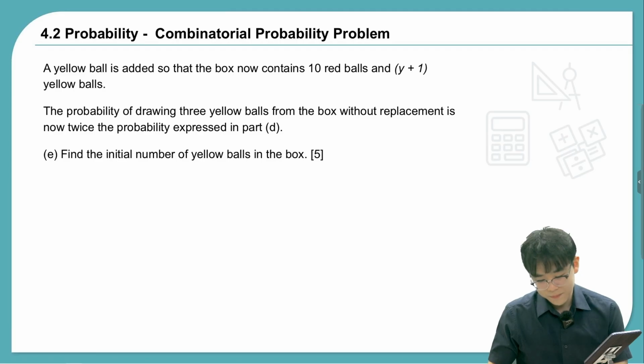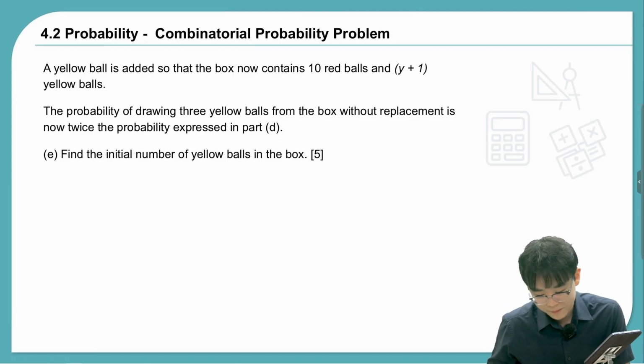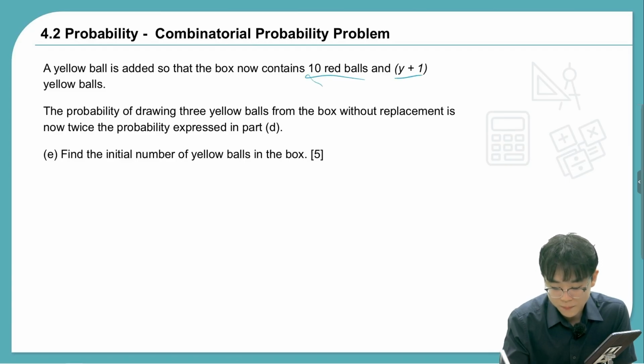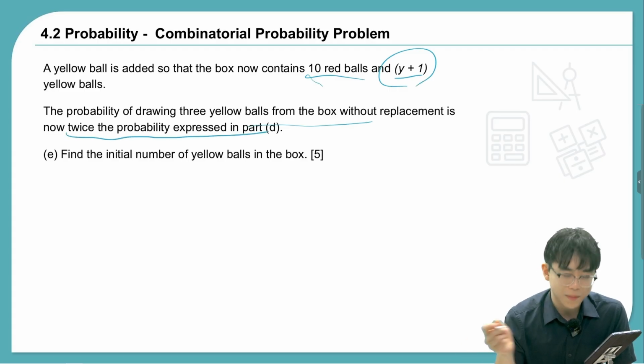Right? Part E. So based on that, we now have a yellow ball that's added. So there's 10 red balls and y plus 1 yellow balls. So the probability of drawing 3 yellow balls from this box, so again we have the same PYYY, right? But it's different. Now it's going to be twice the probability from earlier.